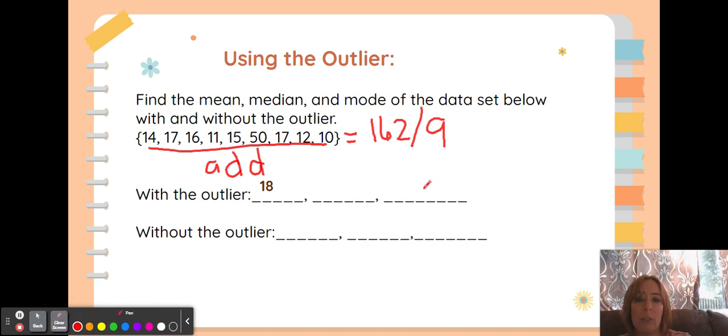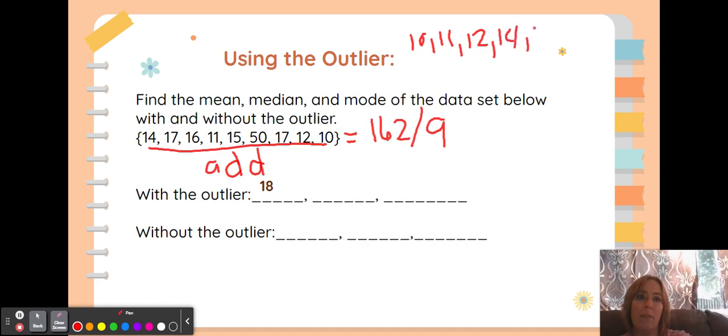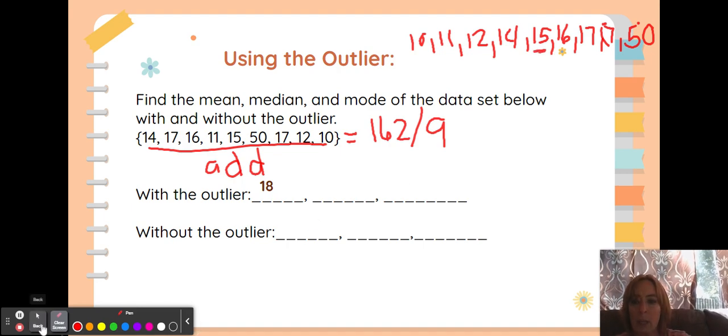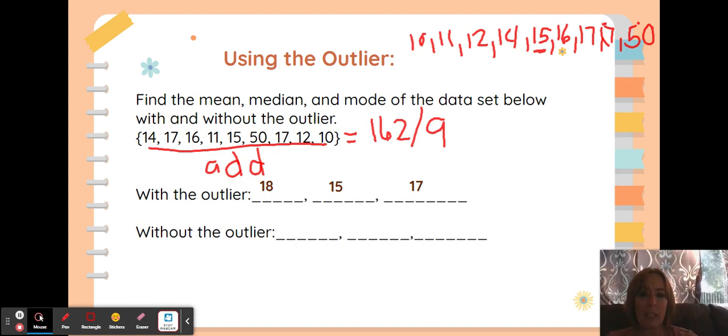Okay. Now, to find the median, we're going to put them in order. We're going to say 10, 11, 12, 14, 15, 16, 17, 17, and then 50. There we go. Okay, we can clearly see that 1, 2, 3, 4 here would be our median. So our median is clearly 15. Remember, the mode is the one that repeats the most. The only one that repeats is the 17, so our mode is 17.